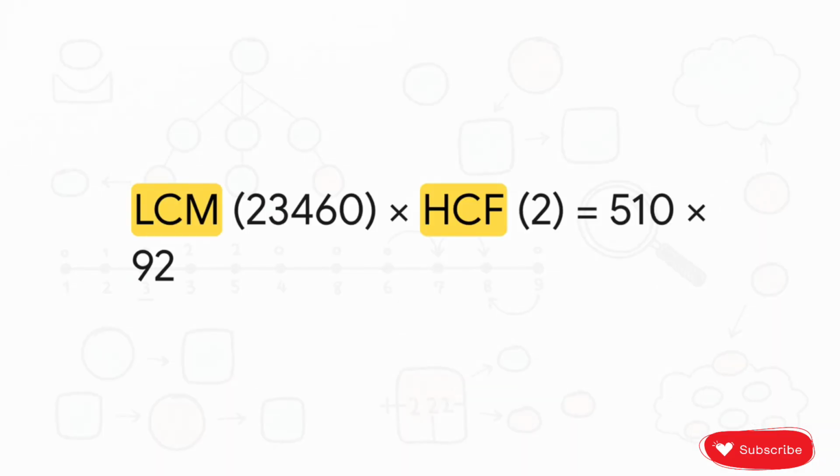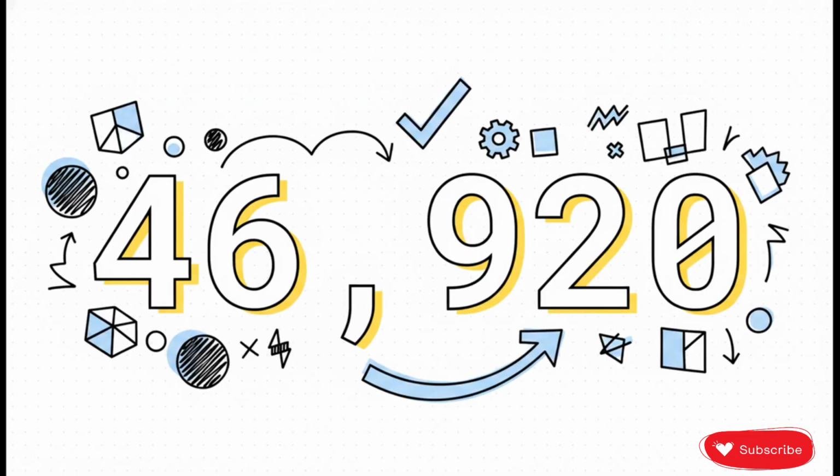We'll apply this formula to the numbers 5, 10, and 92 just to see the magic happen on both sides of the equation. So we found their LCM to be 23,460, and their tiny little HCF is just 2. On the other side of our equation, we simply take our original integers, 5, 10, and multiply it by 92, multiply them both out, and yep, we get exactly 46,920 on both sides.